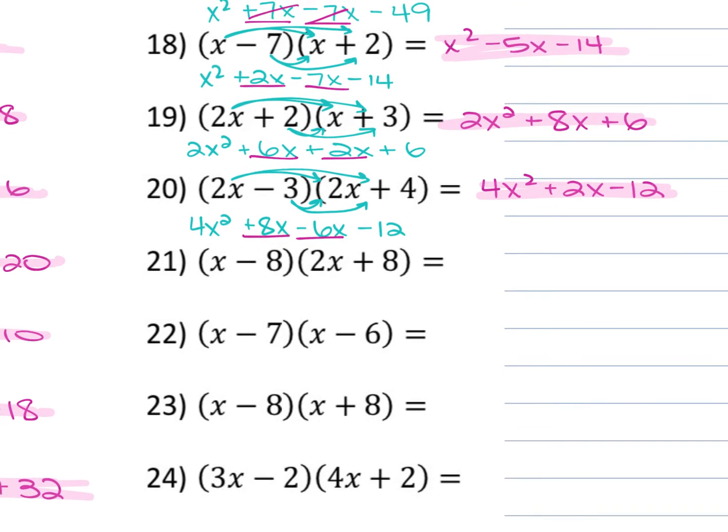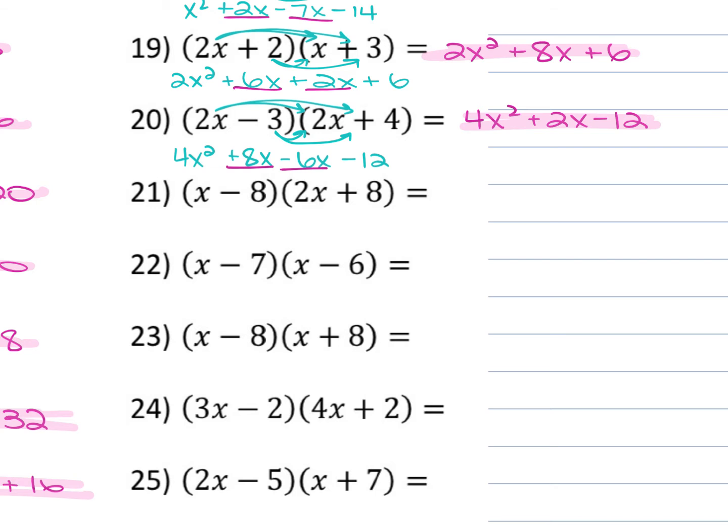For 21, we have x minus 8 times 2x plus 8. So x times 2x is 2x squared. The x times 8 is 8x. The negative 8 times 2x is negative 16x. And negative 8 times 8 is negative 64. Your 8x and your negative 16x are going to combine to give you 2x squared minus 8x minus 64.